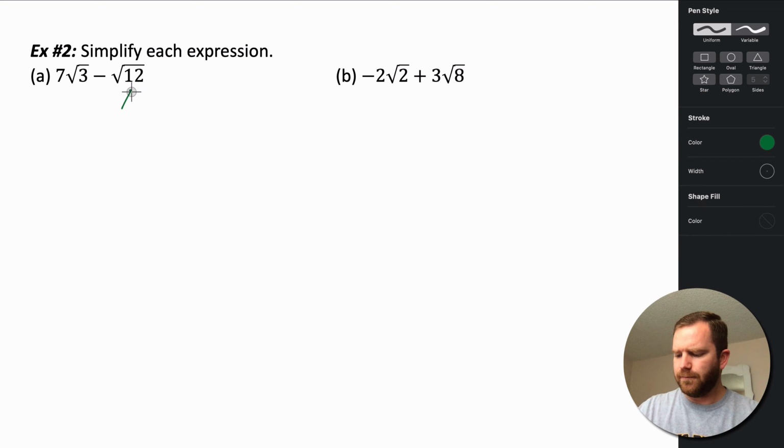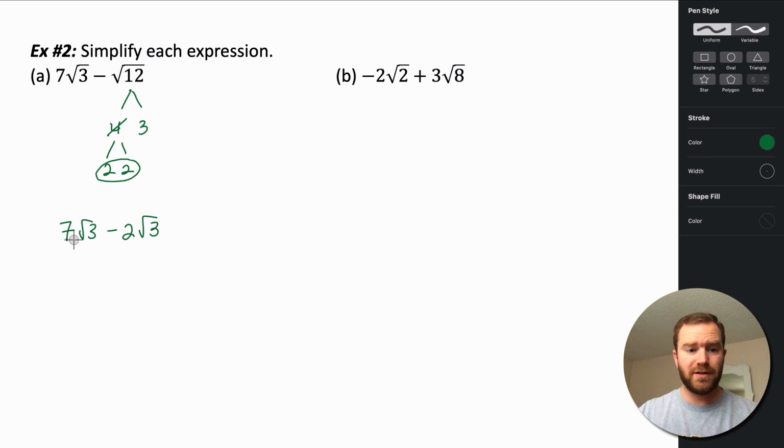But what about 12? If I break down 12, 12 is 4 times 3, and 4 is 2 and 2. If you remember our rules, if we get a pair, we can take one of those out. So a 2 is going to come out of our radical and the 3 will stay in. We're left with 7 square root 3 minus 2 square root 3. Now you can see that these do have the same radicand, so we just do subtraction like we did before. 7 minus 2 is 5, and since they had the same radicand, we could subtract them. So we end up with 5 square root 3.